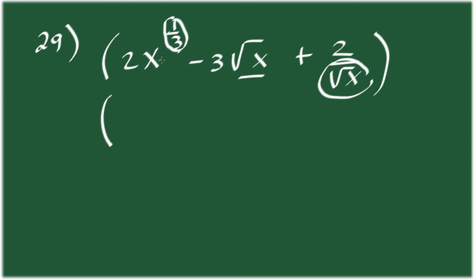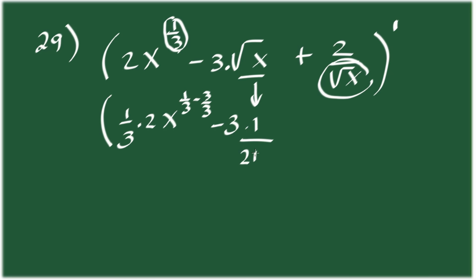So the 1/3, just multiply it by 2. First we get the prime, meaning we get the derivative. So 1/3 times 2, x raised to what? 1/3 minus 1, or minus 3 over 3. The second term is negative 3 times a square root of x. What's your shortcut for finding the derivative of square root of x? It's 1 over 2 square root of x.